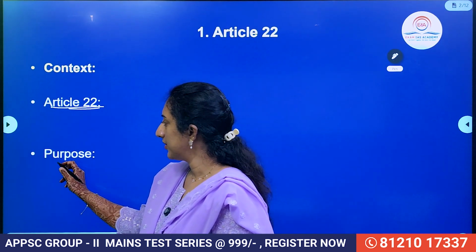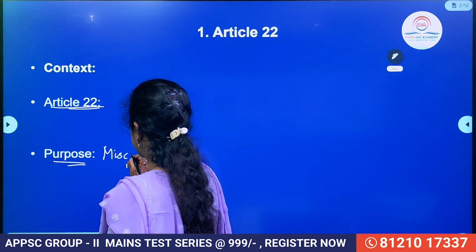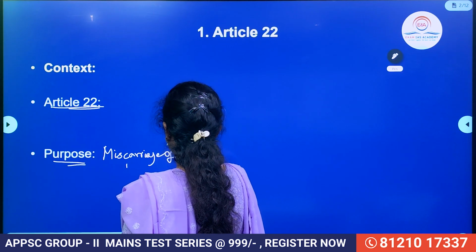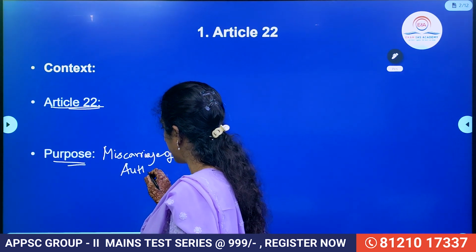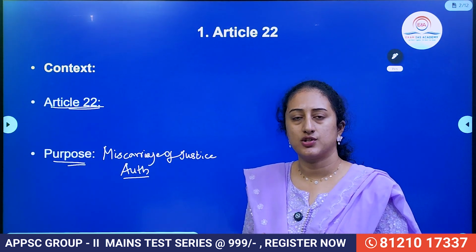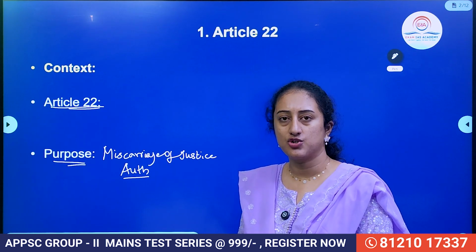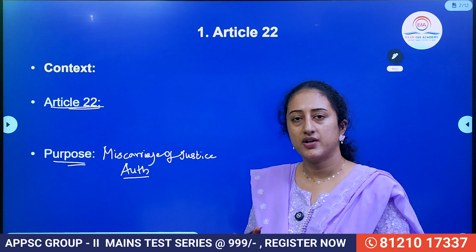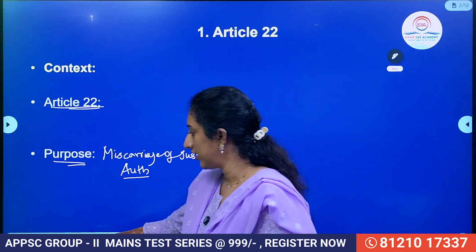So then, what is the purpose of granting this? This is to prevent any miscarriage of justice. Any miscarriage of justice has to be prevented, and the authorities who can detain, like the police or any other official, cannot resort to any misuse of power. Checks and balances have to be ensured on them so that they do not misuse the power they have with respect to arrest and detention. So these are the main purposes behind Article 22 in the Indian Constitution.